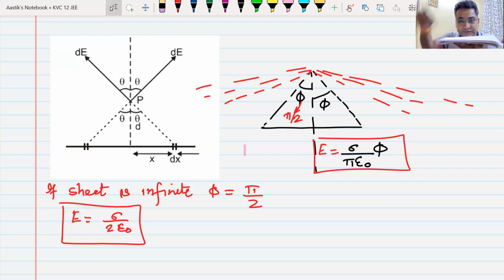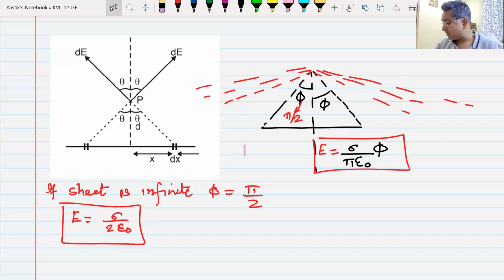This is the sheet. This is the point here. Phi is this angle, half of the total angle. The angle between these two lines is phi. I hope you understand this. Yes or no? Yes, sir. So you just have to remember this general formula.